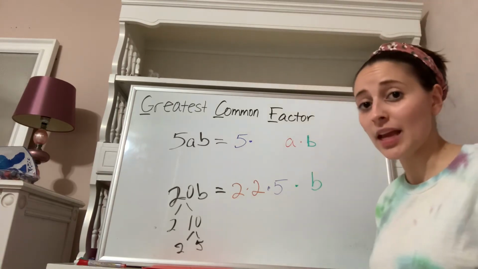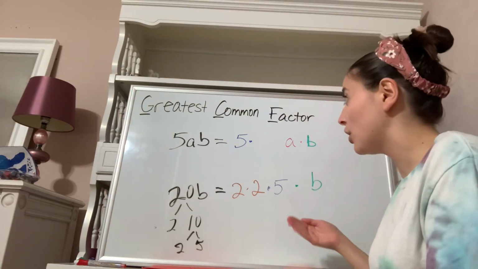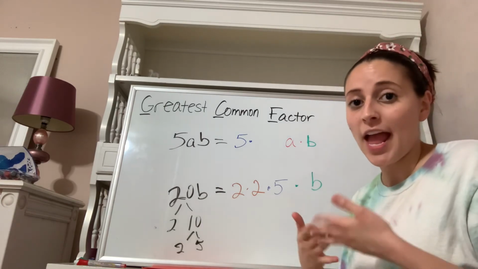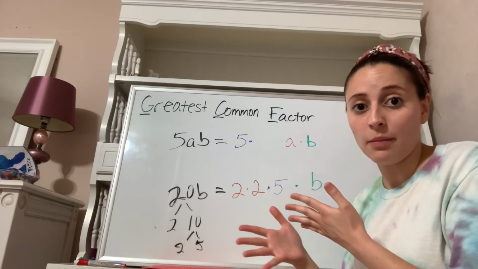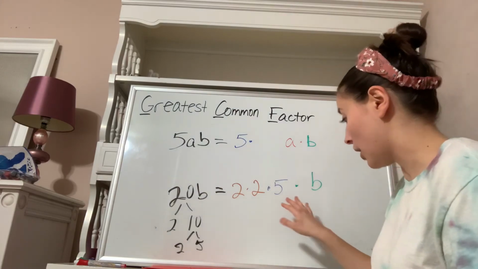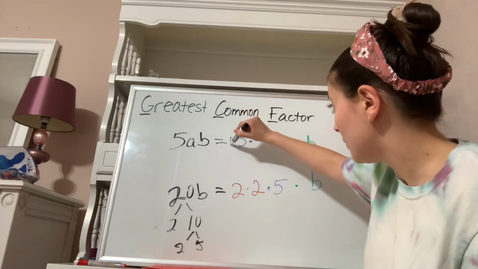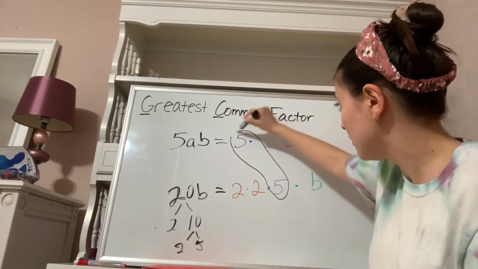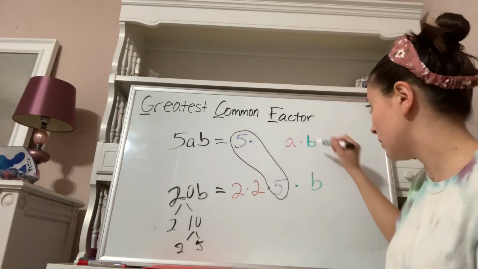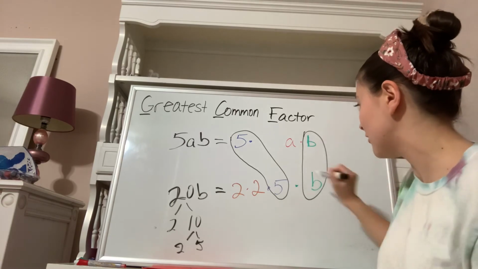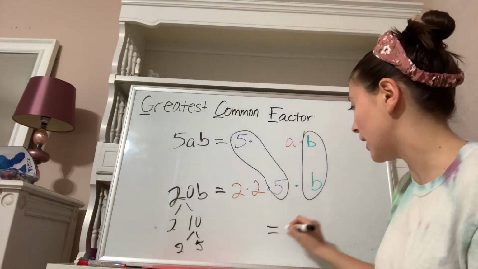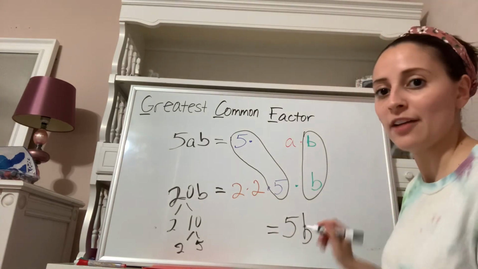Okay? And just like the last one, we circle all of our common factors and then we multiply them in the end. So our common factors in this case, we have a 5 on top and a 5 on bottom, so a 5. There's no A in this one, but there is a B, so there's 5B in common, so that is your answer, is 5B.